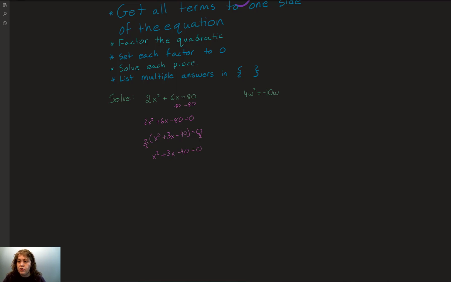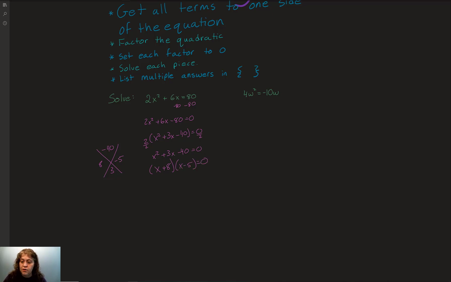Okay, we've gotten all the terms to one side. We've pulled out the 2. Now I need to figure out what multiplies to negative 40, but adds to positive 3. 20 and 2, no. 15 and 8? No, that's too far apart. It is divisible by, not 15 and 8, 5 and 8. 5 and 8, positive 8, negative 5, there we go. X plus 8, x minus 5 equals 0.